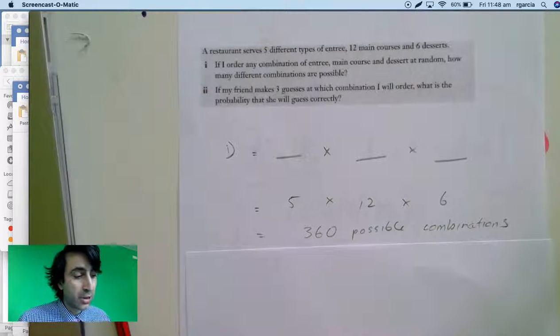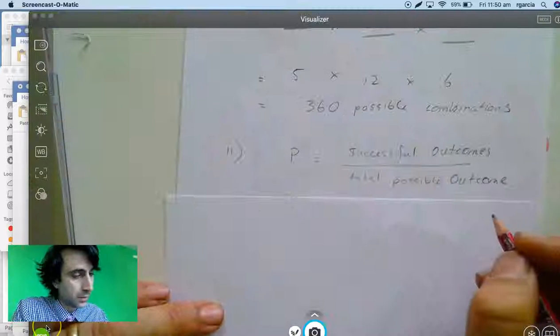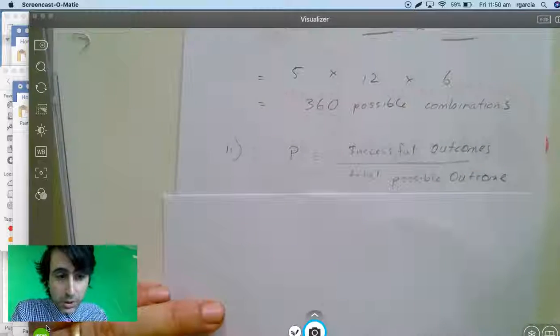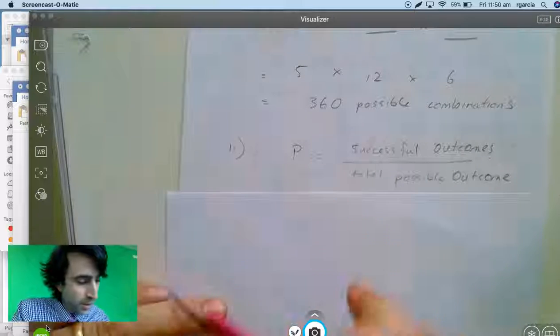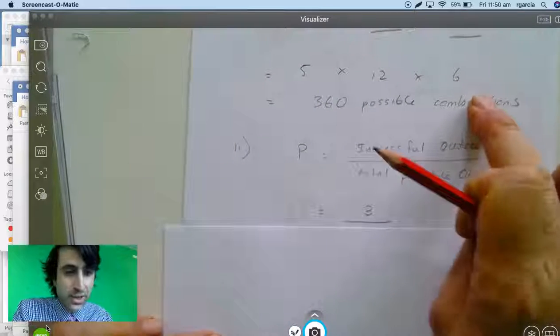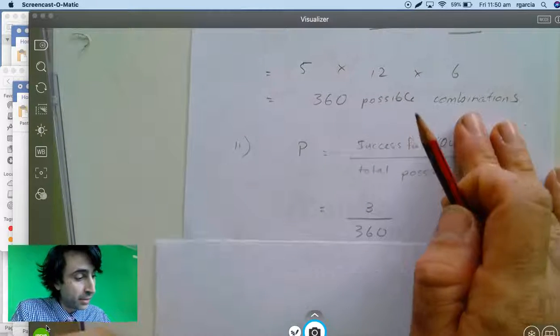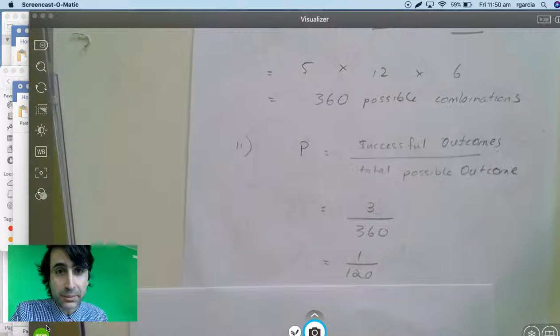So the next question says, if my friend takes 3 guesses at which combination I will order, what is the probability that she'll guess correctly, assuming that all of them are equally possible? And we see the probability is the successful outcomes divided by the total possible outcomes. And so if she's guessing 3 times, there's only a chance of 3 successful outcomes out of a total of 360. Therefore, the probability is 1 in 120.